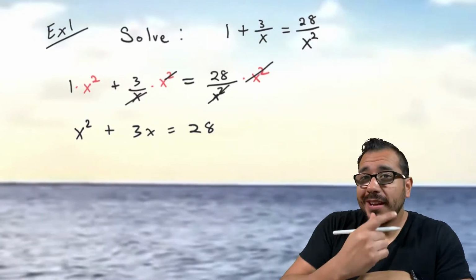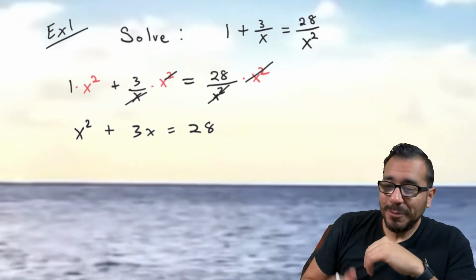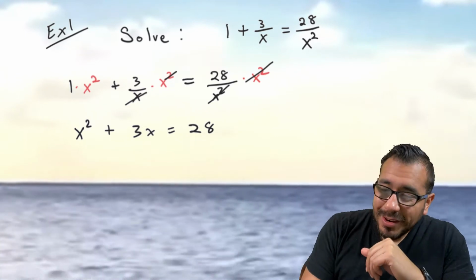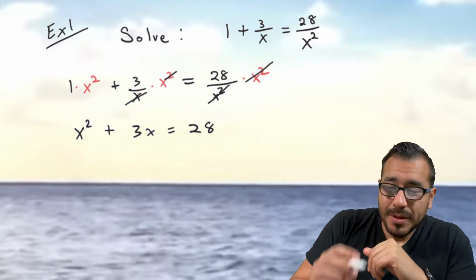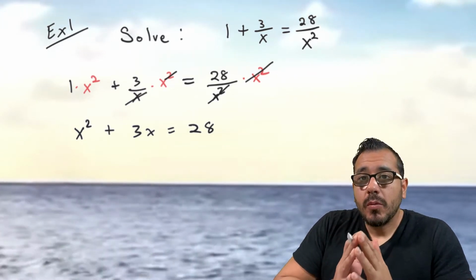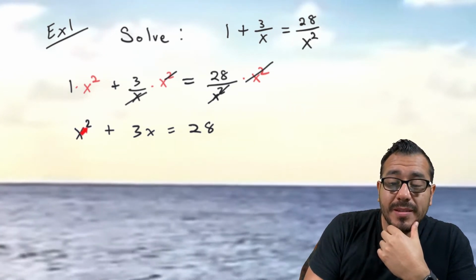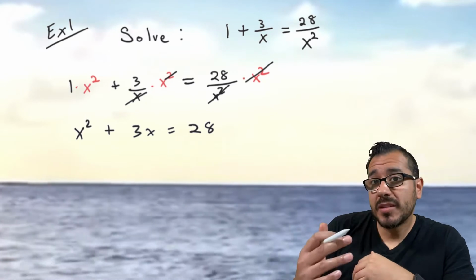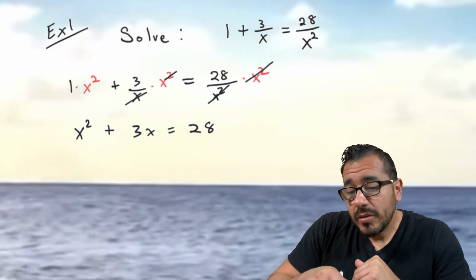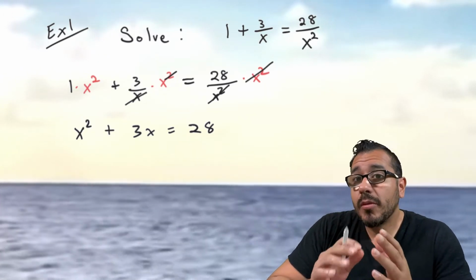Right, we don't want to end up in that situation. So here we go. All right, notice our fractions are gone. So now we have a quadratic. What do you mean a quadratic? You have something raised to the second power, right? Something's being squared.